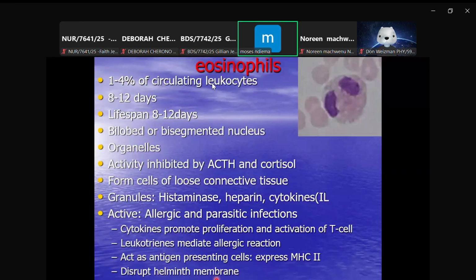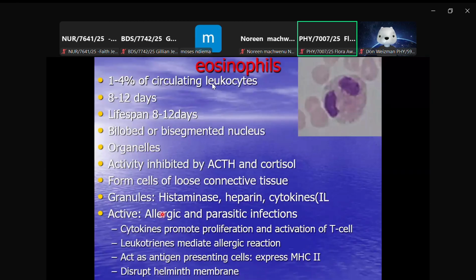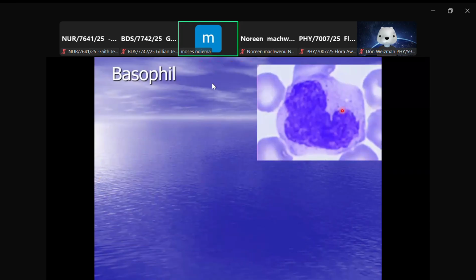Then we have usually bilobed or bisegmented nuclei. That means two lobes which are not necessarily connected by a chromatin strand, but they look C-shaped or V-shaped. That's what we have of the nuclei. And then the organelles we are going to look at again to determine what organelles we expect to see in an eosinophil based on their function. Let's talk about the function, then we talk about the organelles.